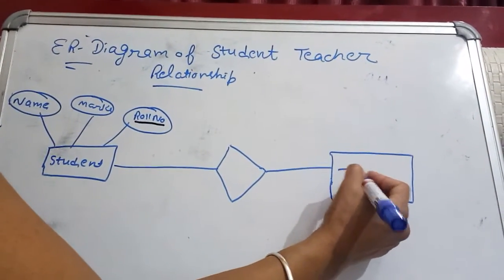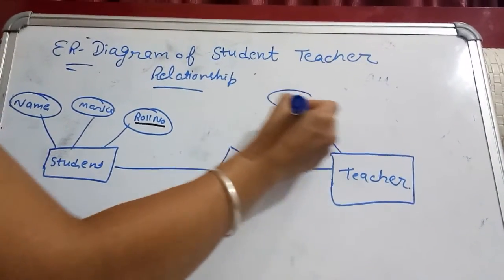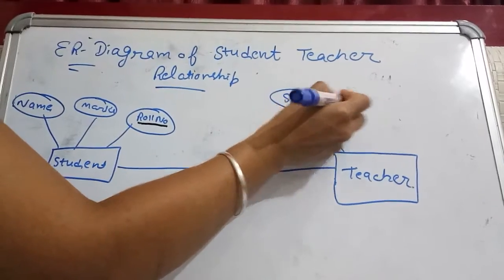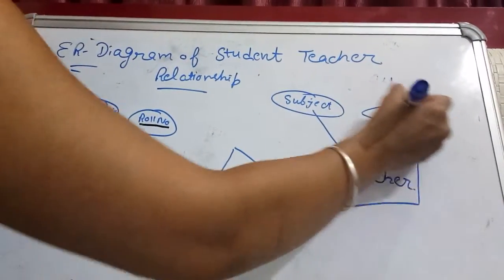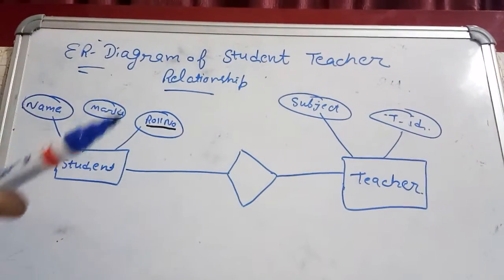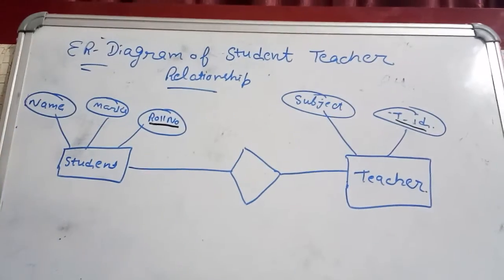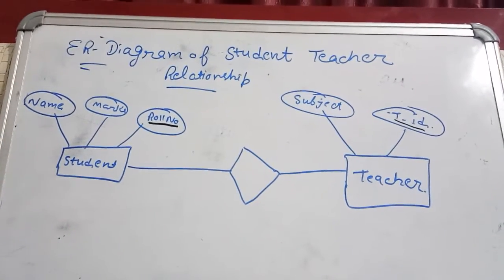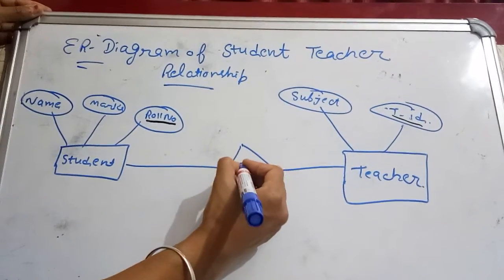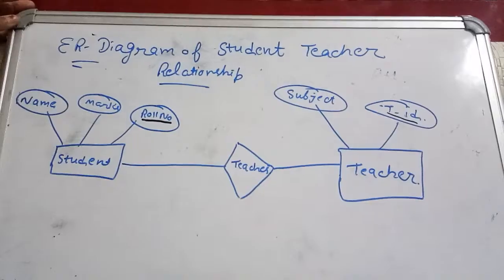Now this is the teacher entity. Teacher entity is represented by subject and teacher ID. Teacher ID is a key attribute of teacher. Okay guys, now what is the relationship in this diagram? Teacher teaches the students.